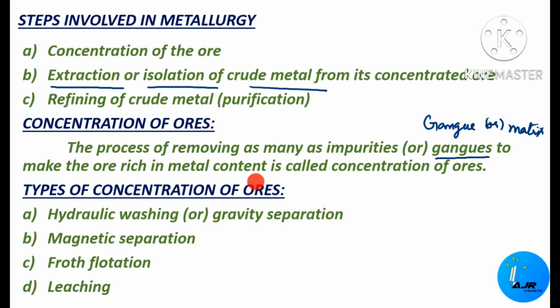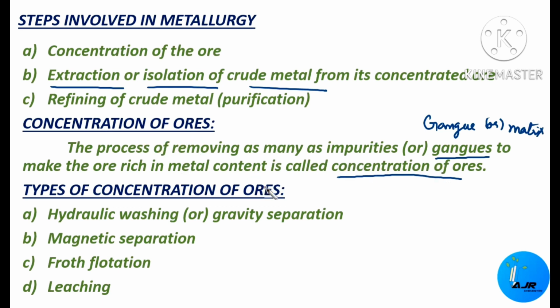The process of removing as many impurities, the gangue or the matrix, as possible to make the ore rich in the metal content is called the concentration of ores. So what do you mean by concentration of ores? It's the process of removing the impurities or the matrix present in the ore so that the ore can be made rich in metal content.